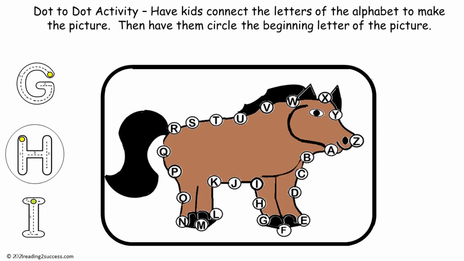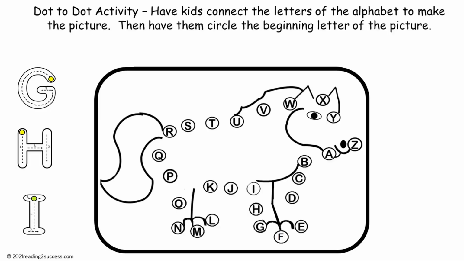Now have kids complete the dot-to-dot activity. Have kids connect the letters of the alphabet to make the picture. Then have them circle the beginning letter of the picture. This is the practice page that kids will begin with to connect the dots and then to circle the letter that the picture begins with.